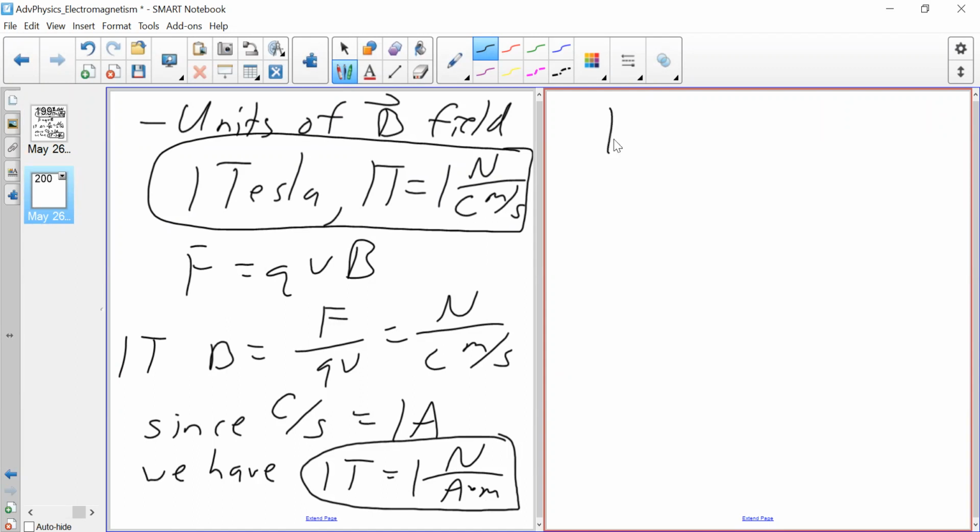You can also express the units of magnetic field, the Tesla, in terms of Gauss. In Gaussian units, 1 Tesla is 10 to the 4th Gauss, G for Gauss. And we have different strengths.